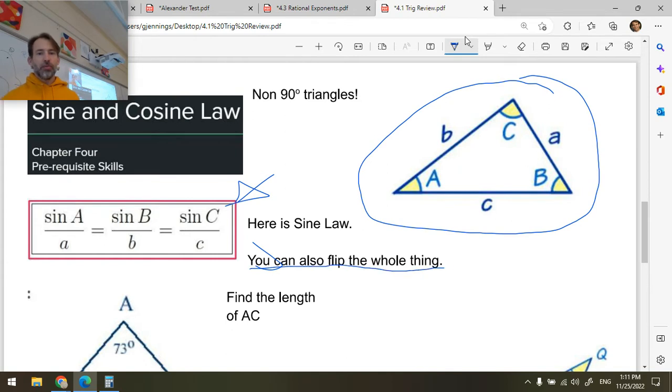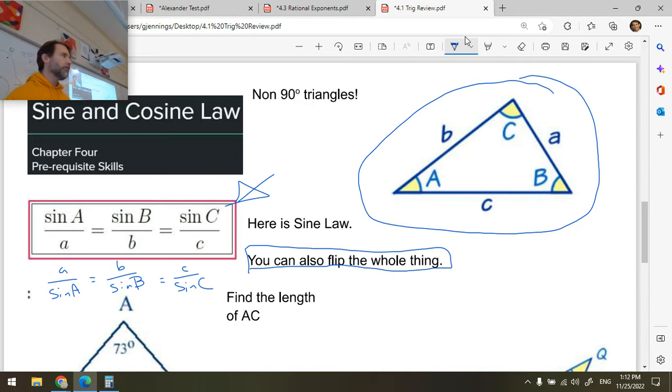You can also flip the whole thing over. And you want to have this ability to just say, well, I know that if that's true, then this is also true. A over sine A is equal to B over sine B is equal to little c over sine C. That's also true. Because you can flip equations like that. And that's one of your inverse operations that you can do. It's the same thing as raising both sides of an equation to the -1. Just flip it. Okay? And why is this useful?